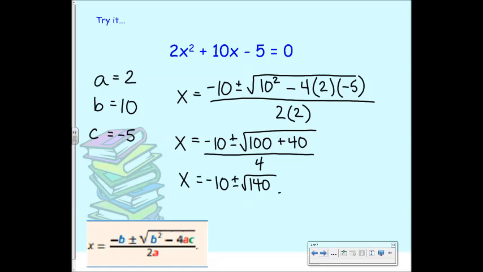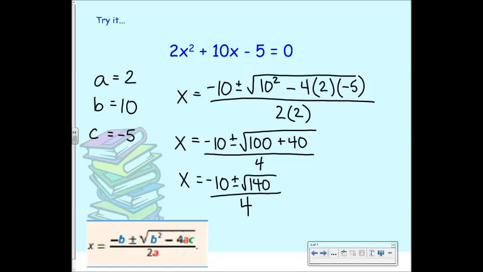over 4. Can I do anything else? Do you know the square root of 140? No? So that's it. You're done. There's nothing else to do. 140 is not a perfect square. So we are done there. If this had been 144, what would that be? 12. So then you could keep going. Okay? But as it is, leave it alone.